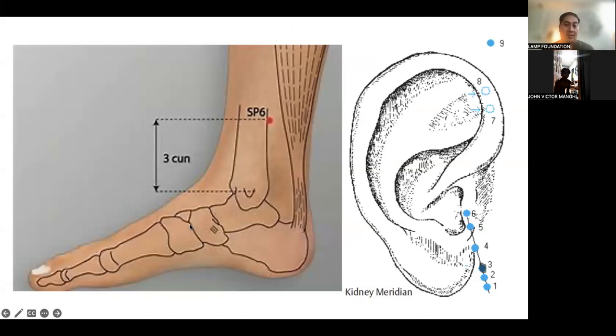Kidney 3 is the yuan source point of the kidney meridian, shoestring point of the kidney meridian. Kidney 3 has a strong connection to the original yuan qi. We consider this for lack of will, for those who are excessively driven, or for hypertension. And when you palpate kidney 3, this is often tender if there is imbalance.